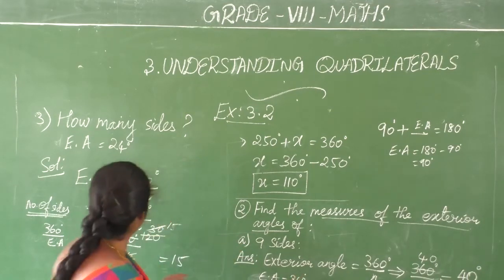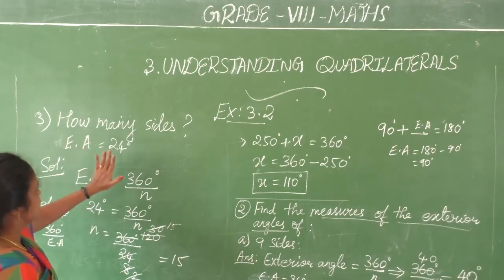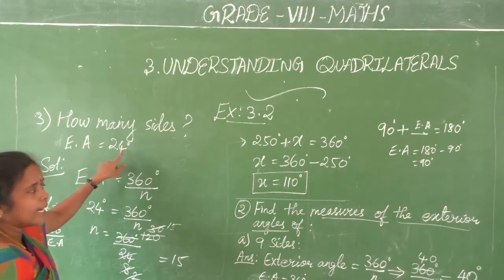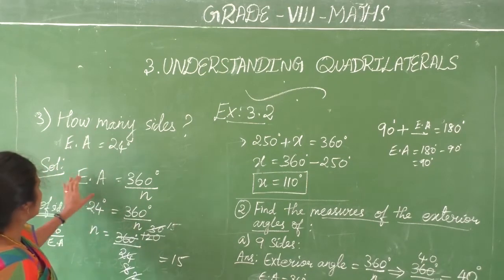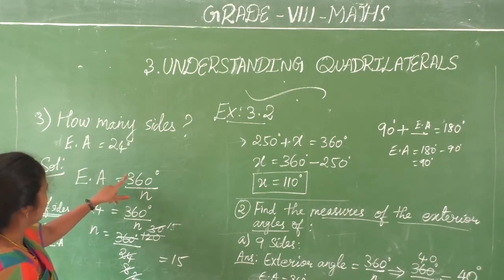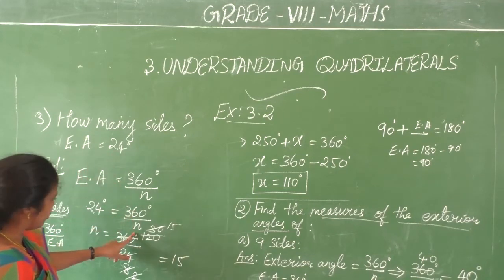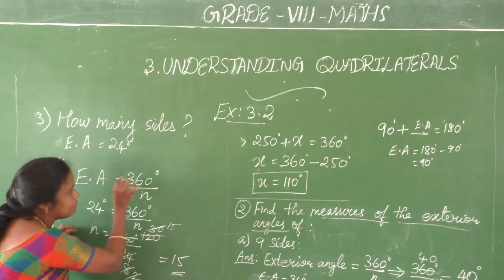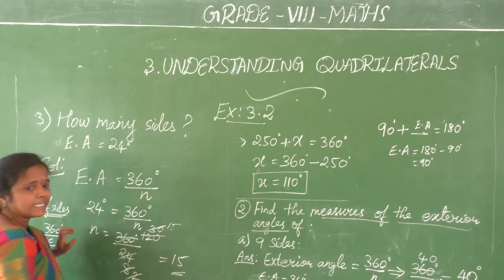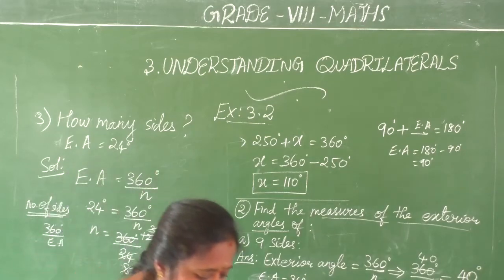That's all. Okay? So in the third question, what they asked is: the exterior angle of a polygon is 24 degrees. At that time, how many sides does the figure have? This is the question. So for that, we did 360 degrees divided by the exterior angle 24. Our answer is 15. So we conclude that the given polygon has 15 sides. How many sides does the figure have? 15 sides.